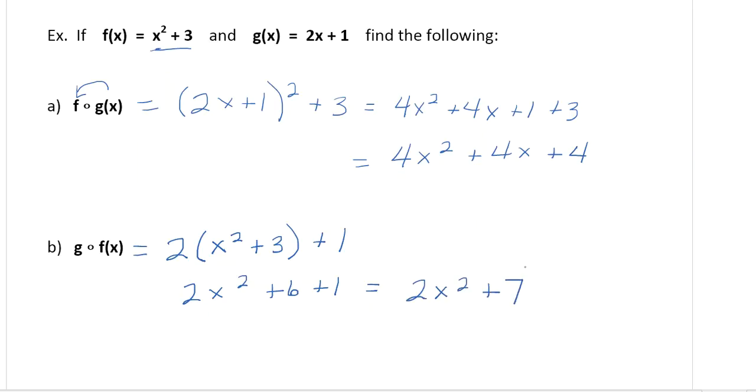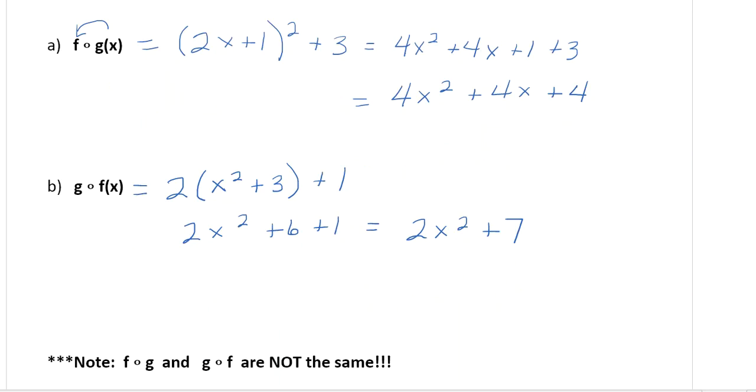Alright, please note, now that we have finished f of g and g of f, notice they are not the same. You're going to get very different functions when you flip these around. So f of g and g of f are not commutative.